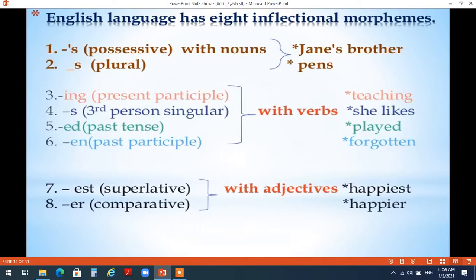As for inflectional suffixes which are used with adjectives, they are two. Either you add est to create a superlative degree just like the adjective happiest, or you add er to create a comparative degree just like the adjective happier. So these are the English language inflectional morphemes or inflectional suffixes classified as they are used either with nouns, with verbs, or with adjectives.